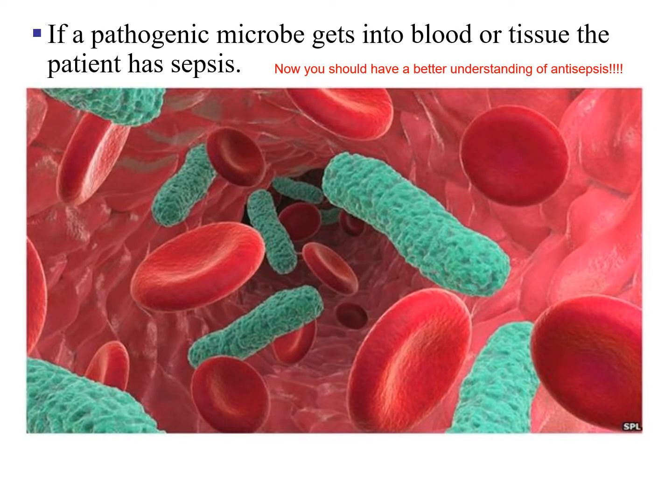If a pathogenic microbe gets into blood or tissue, the patient has sepsis. Now you should have a better understanding of what antisepsis is. Sepsis is when the microbes are inside or on your tissue. Antisepsis, we're destroying those microbes. Remember that you have to use a lower concentration of the disinfectant.